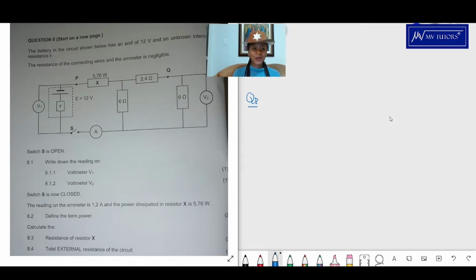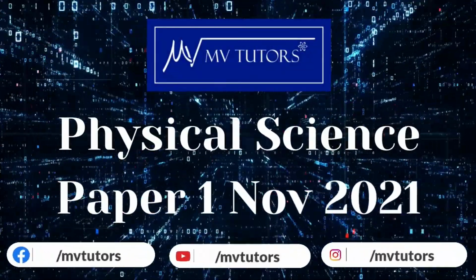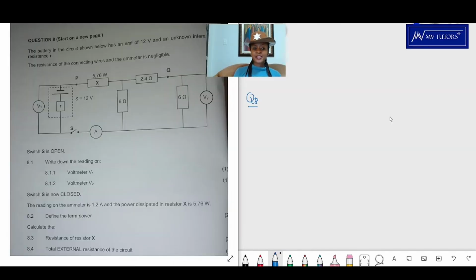But let us have a look at question 8 for our paper 1. It says the battery in the circuit shown below has an EMF of 12 volts and an unknown internal resistance R. The resistance of the connecting wires and the ammeter is negligible. So you can see here our EMF is 12 volts, the internal resistance. So 8.1, it says, write down the reading on voltmeter V1. So this is voltmeter V1, and it is across the battery.